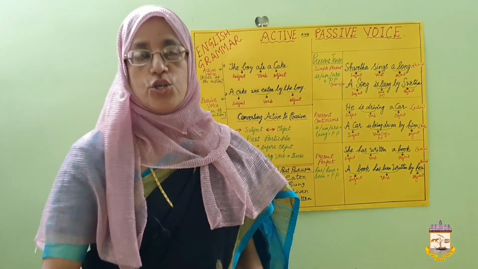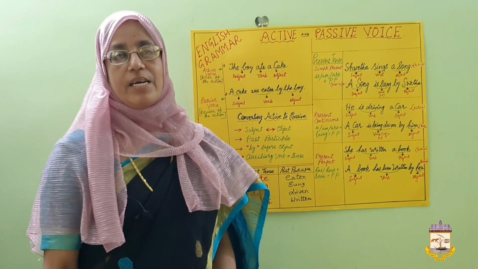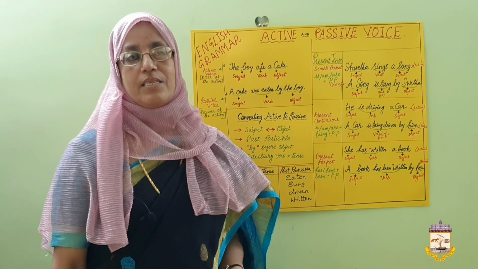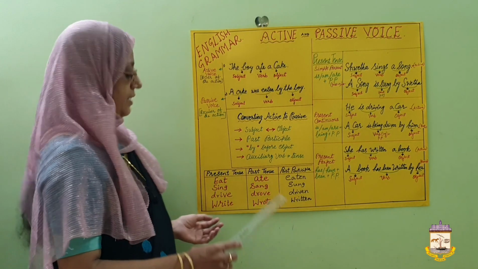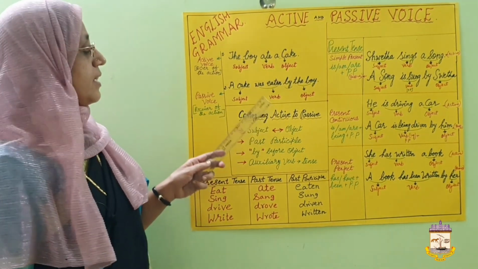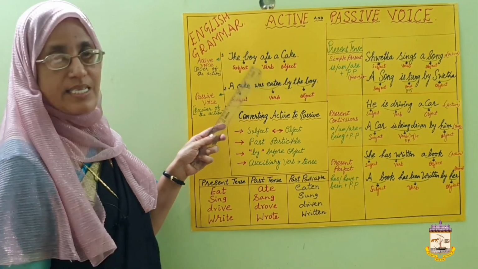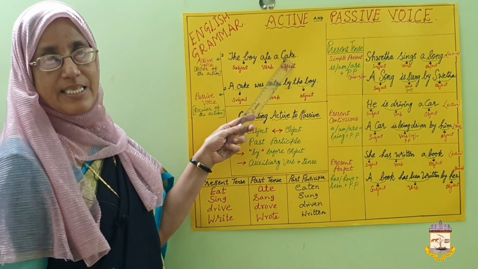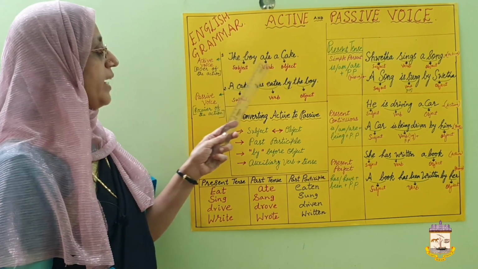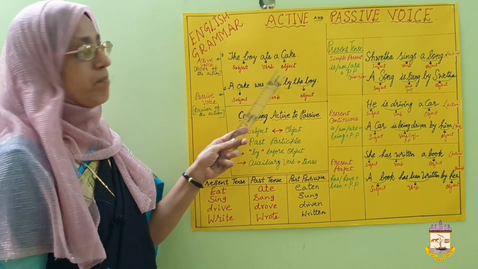Today's session, you are going to learn active and passive voice. Before we go deeper into active and passive voice, I would like you to revise the sentence pattern first. Now look at this sentence. The boy ate a cake. In this sentence, the boy is the subject. Ate is an action word, so it is a verb, and the object is cake here. The boy is eating a cake, so the boy ate a cake. The sentence pattern will be subject plus verb plus object.